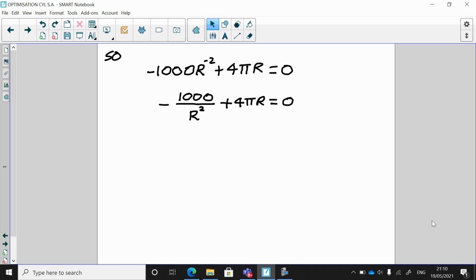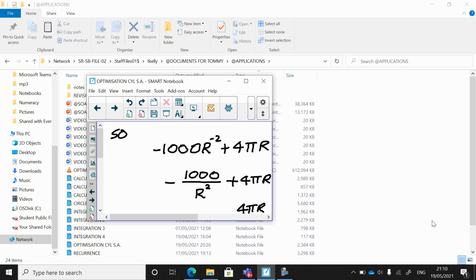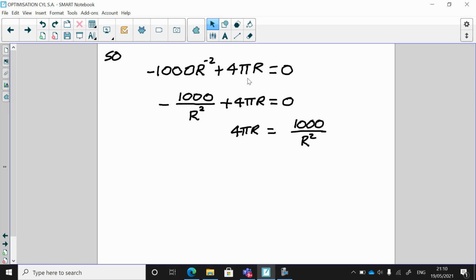So I took R to the minus 2 downstairs, made the power positive. Let's start isolating R. I don't like having 1000 over R squared being negative. Take it to the other side, and I shall make it positive. Sorry for that little slip of the finger there. So I've just taken it over there, made it positive. Right, but we've got R on different sides now.